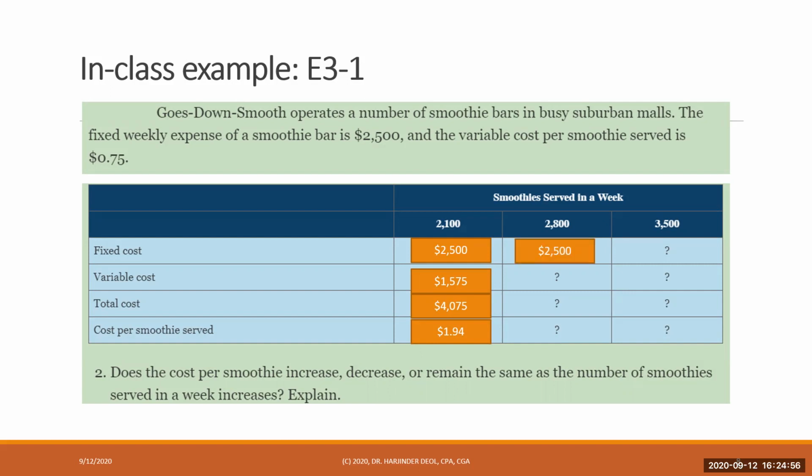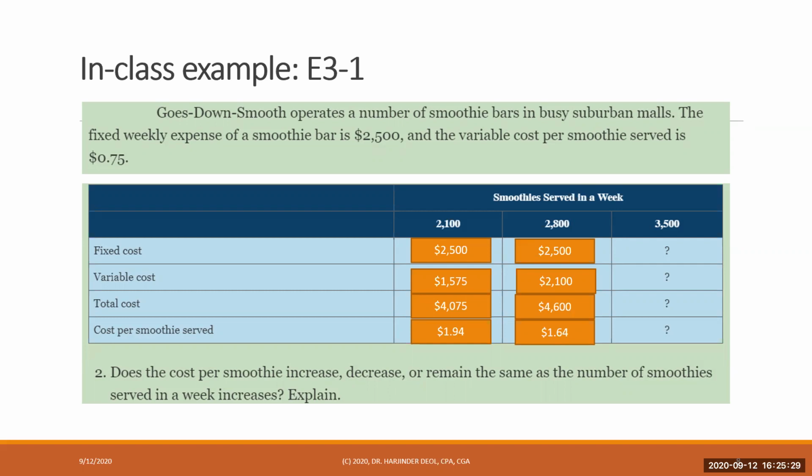In the following week, if 2,800 smoothies were served, fixed cost should not change. It should stay $2,500. However, at 75 cents per smoothie, 2,800 smoothies will cost us $2,100 to make, giving us a total cost of $4,600. This $4,600 of total cost, when divided by 2,800 smoothies, works out to an average cost per smoothie served of $1.64.